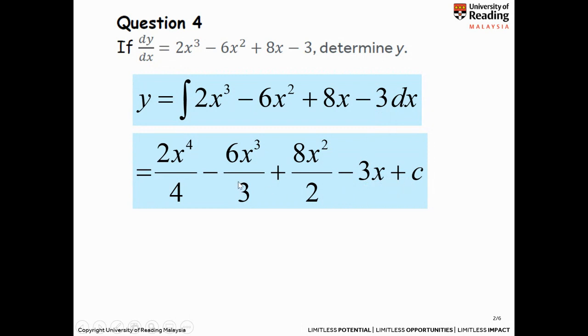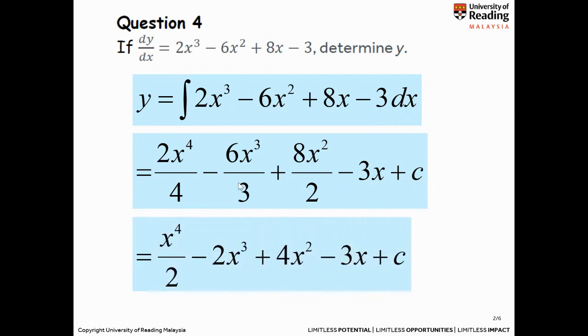If we have a fraction that can be simplified, then you must simplify. So 2 over 4, you simplify, you shall get x to the power 4 over 2, or half x to the power 4. Second term, you have minus 6 over 3, you simplify, you shall get minus 2x cubed. Then for the third term, 8 divided by 2, you shall get just 4x squared. The rest is the same. So that is the answer for question 4.